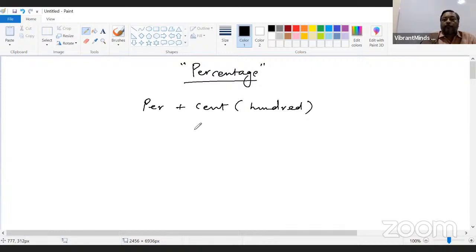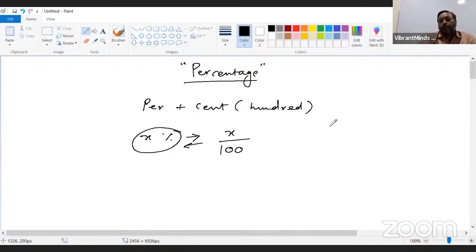Now, when I say someone has scored X percent marks, it means X out of 100. If my total marks is 100, he has scored X percent. And vice versa, it can be changed. If we have X upon 100, it is said as X percent.